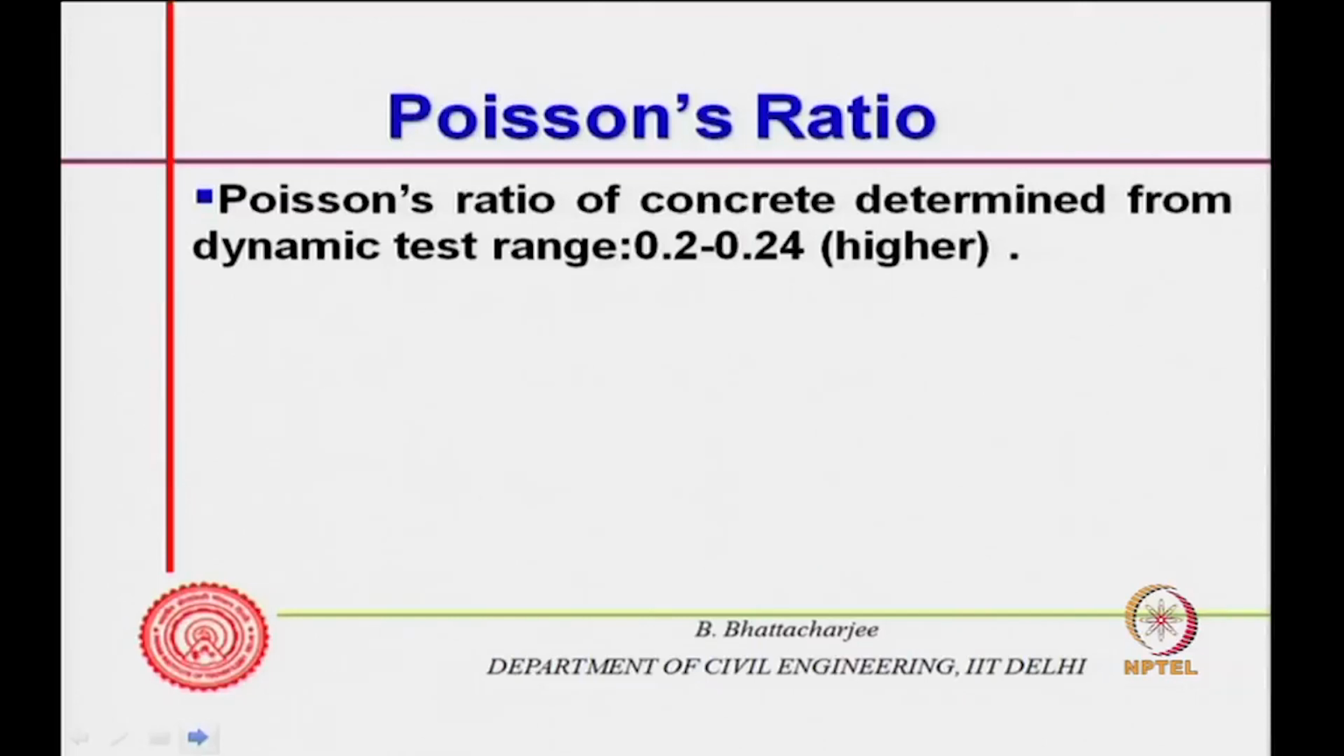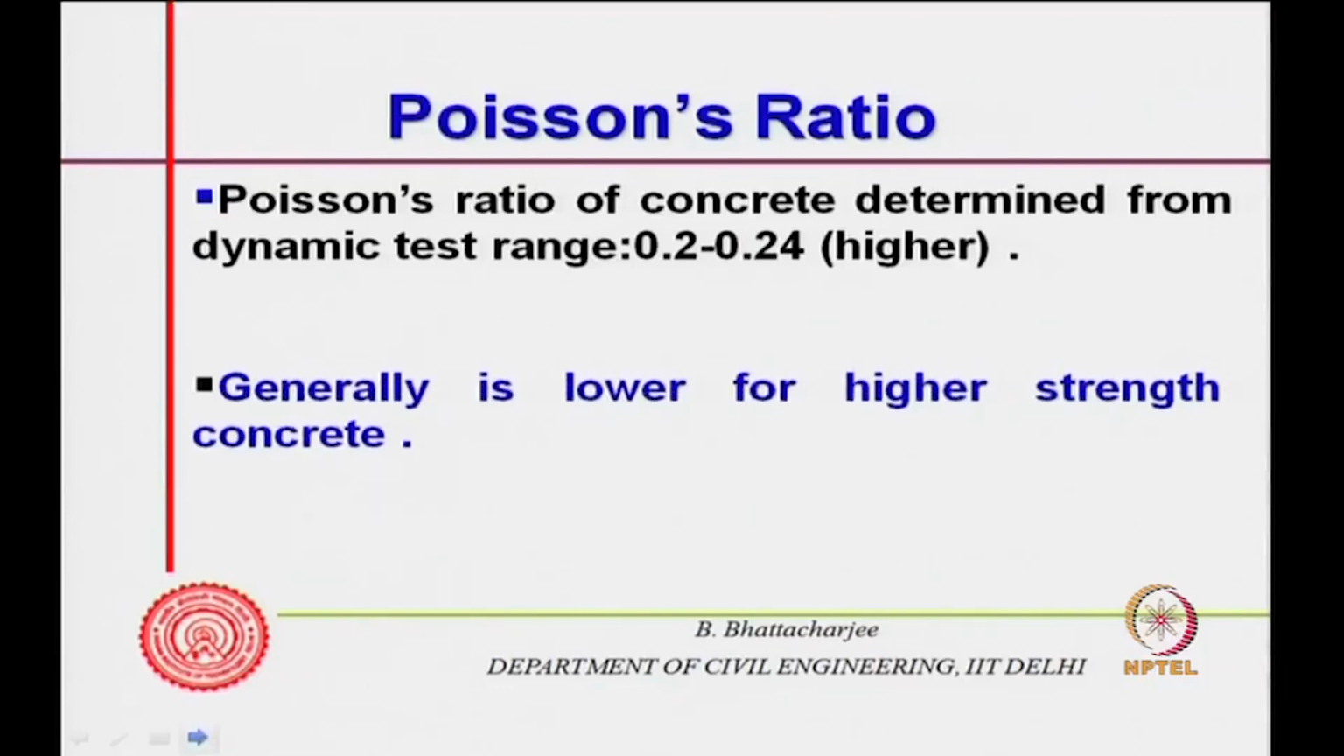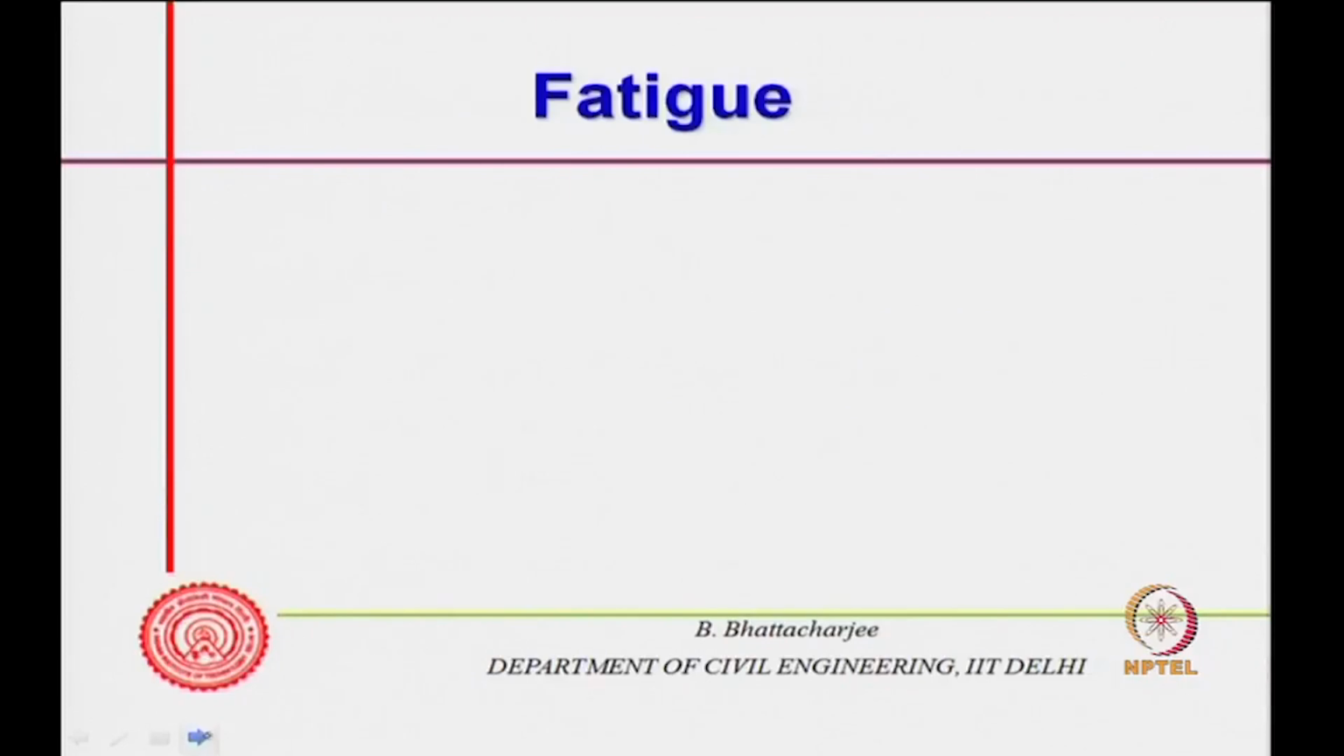Generally, the dynamic modulus gives you a higher value of Poisson's ratio, usually 0.2 to 0.24, and the higher the strength of concrete, the lower the Poisson's ratio. So, that is related to Poisson's ratio.